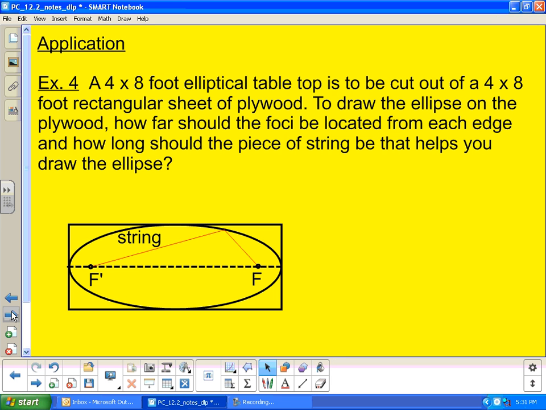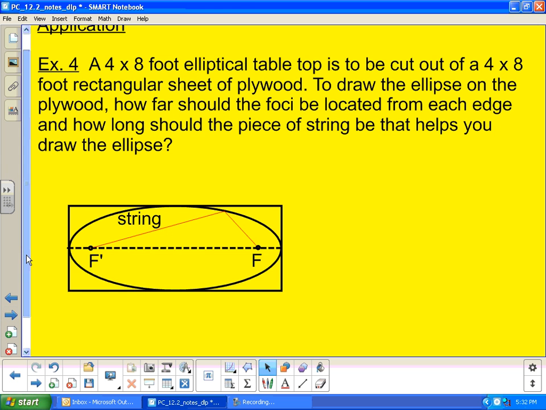And our last application problem, a 4x8 piece of plywood. We're going to cut out of this thing a 4x8 elliptical top. To draw the ellipse, how far should the foci be located from each edge, and how long should the piece of string be that helps you to draw the ellipse?